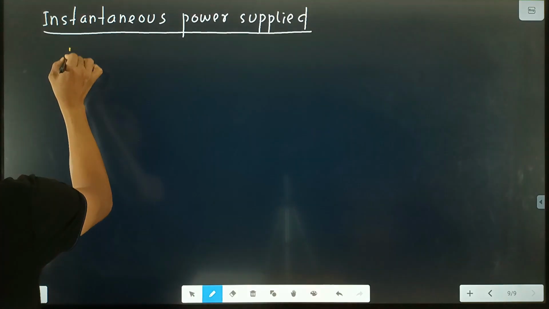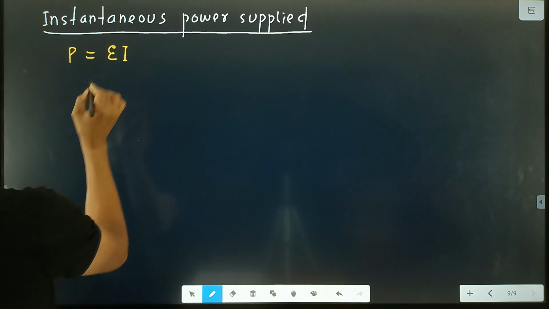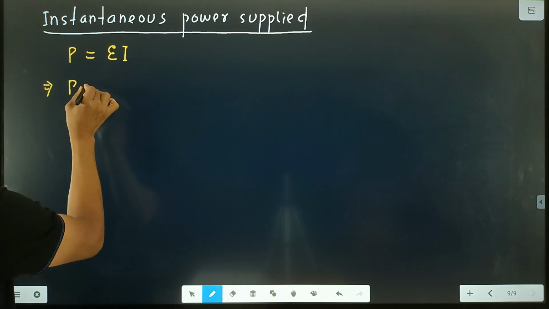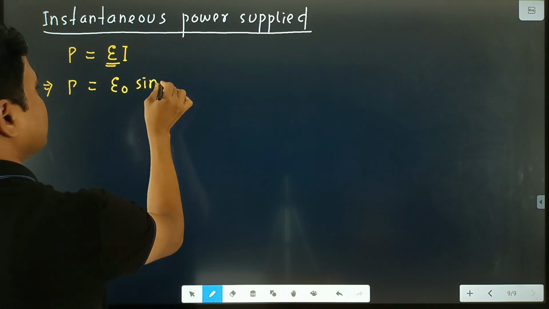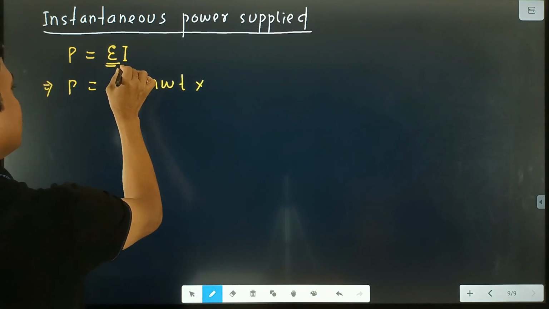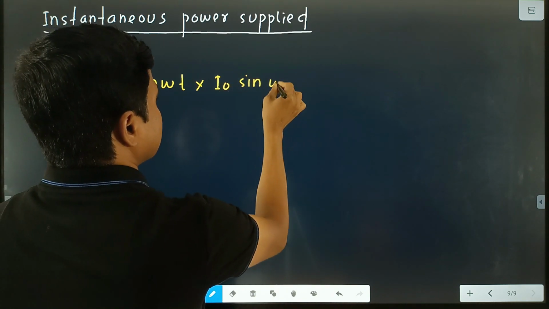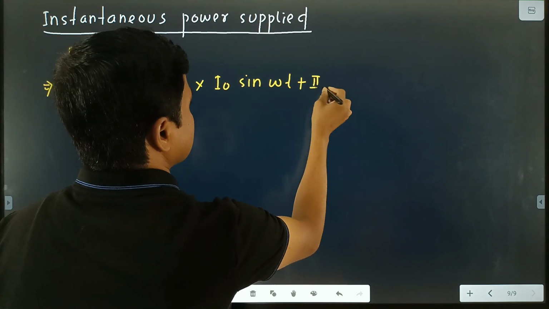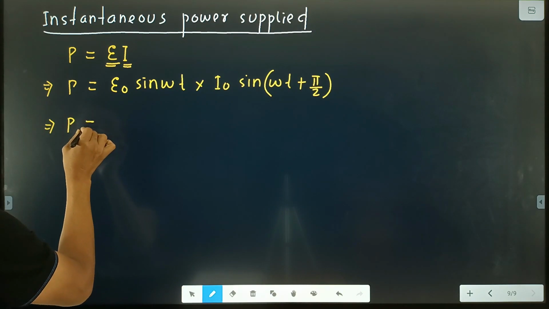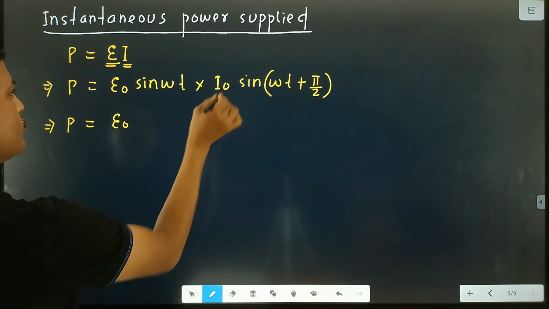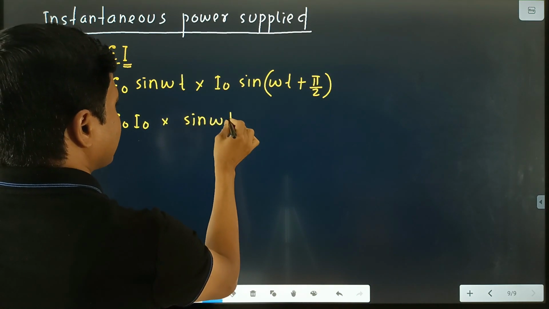So we write instantaneous power supplied P is equal to, in place of V we write E multiplied by I. That implies P is equal to the expression for E, that is E0 sin omega t, multiplied by the expression for current, that is I0 sin(omega t plus pi by 2). That implies instantaneous power P is equal to E0 I0 multiplied by sin omega t.